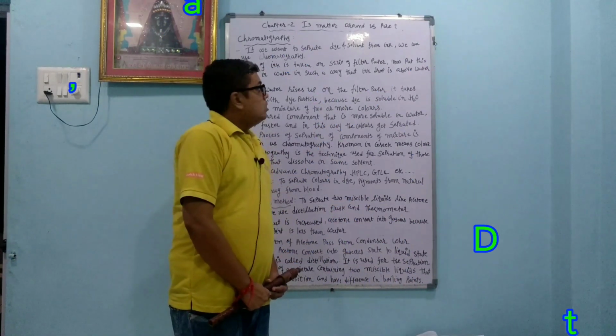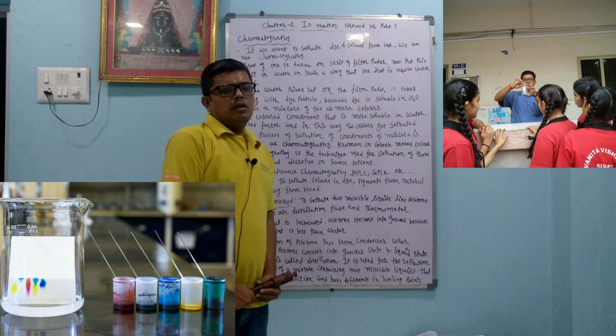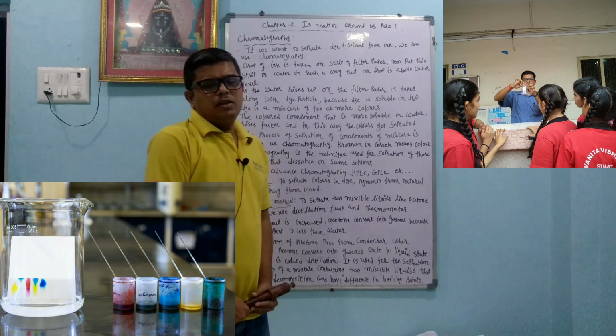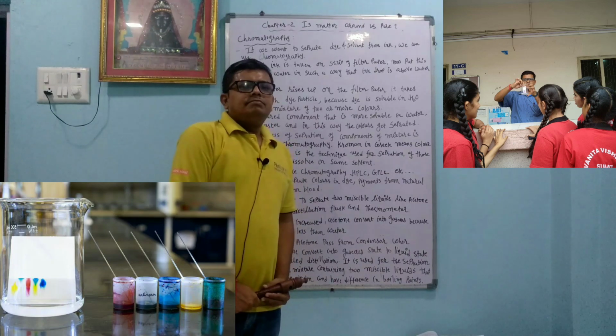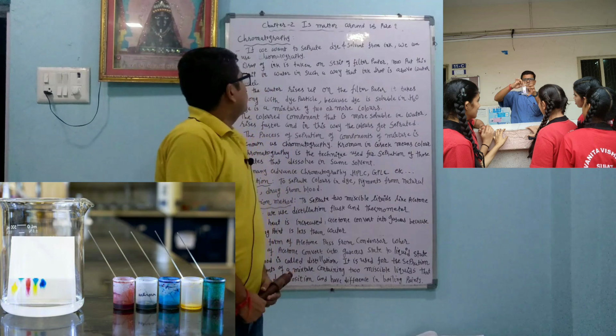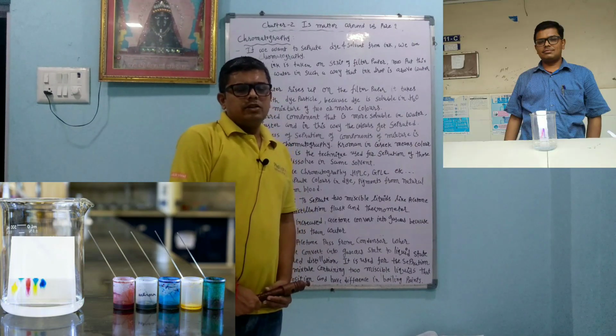Today we will learn chapter number 2, Is Matter Around Us Pure? Dear student, last time we learned about some methods, like the sublimation method, to separate two components. We also learned about the centrifugation method. Today we are going to learn about the chromatography technique, distillation and fractional distillation method.